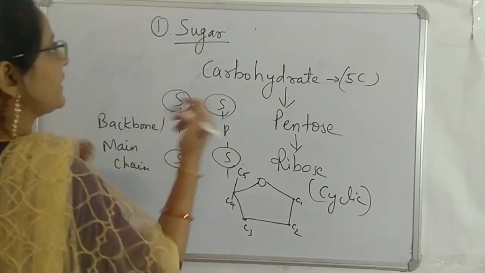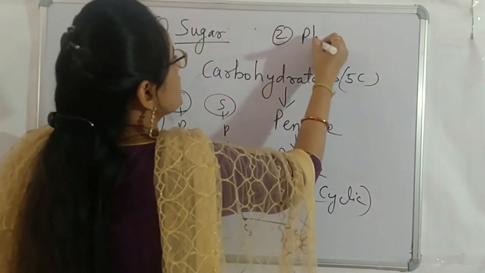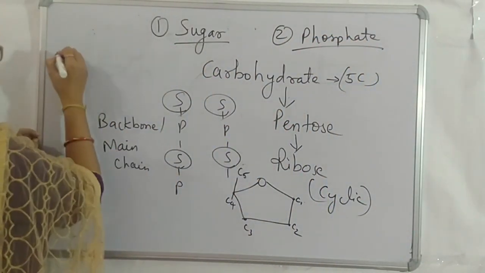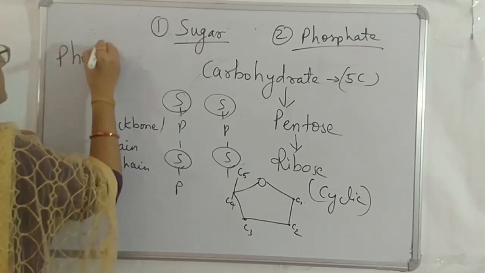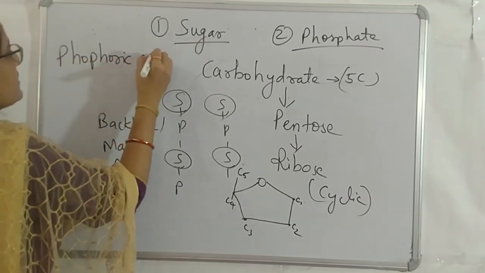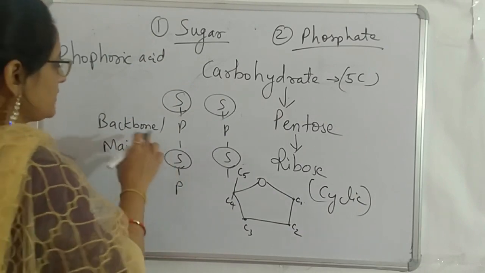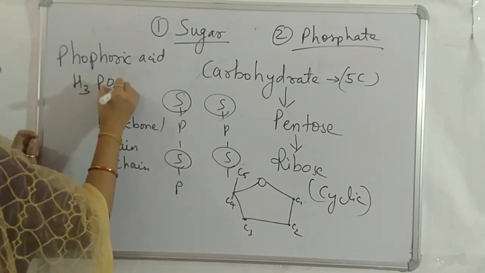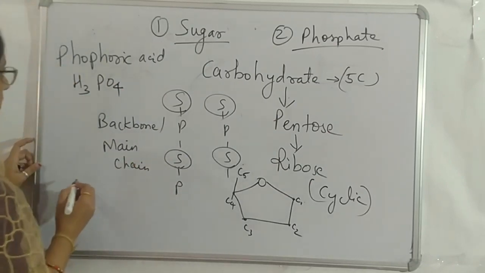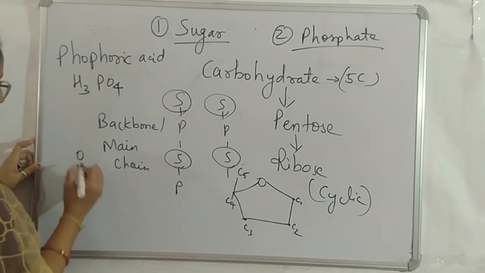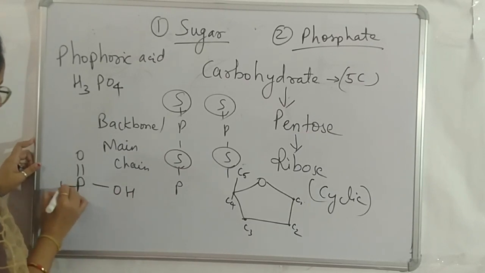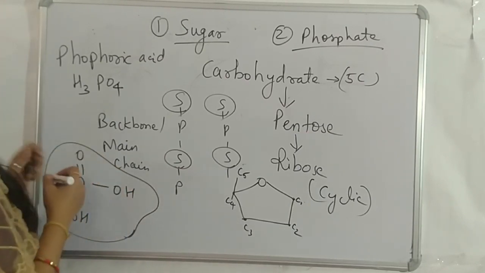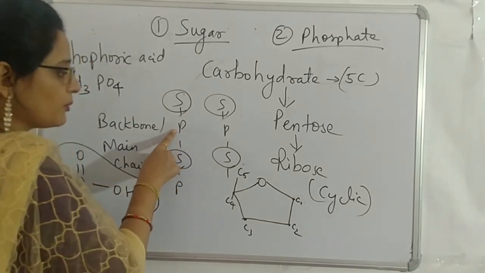What is this phosphate? The second thing is phosphate. So the phosphate which we are using, the word which we are using over here, means phosphoric acid. So phosphoric acid is the second main thing which is present in the backbone or the main chain, the structure of which is H3PO4. If we want to draw the structure, then we will see P double bond O, OH, OH, OH. So this is the phosphoric acid which we are representing in the form of T.